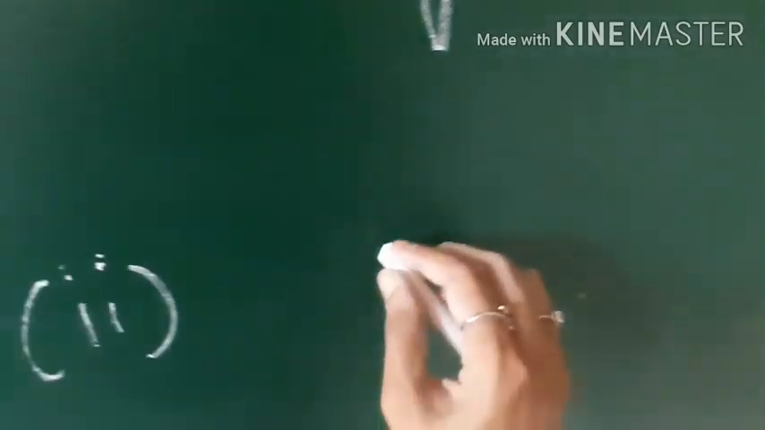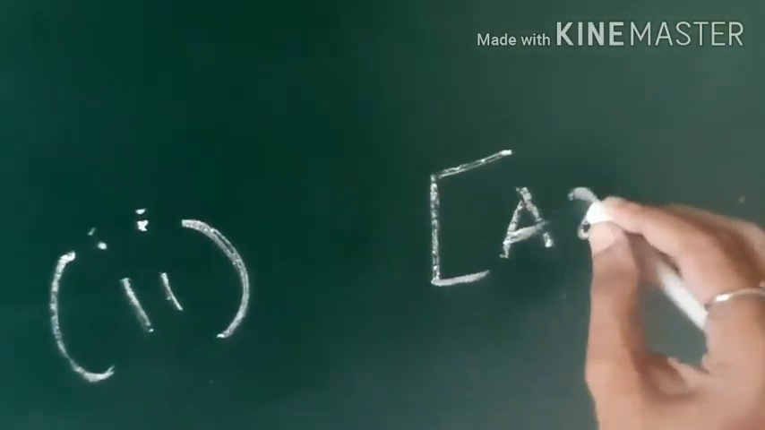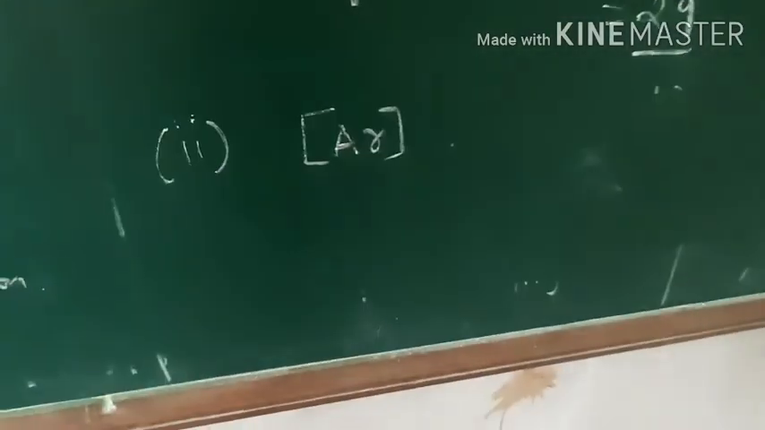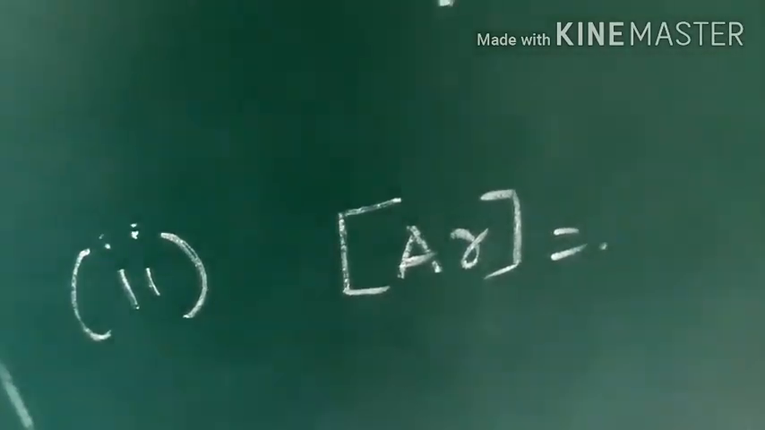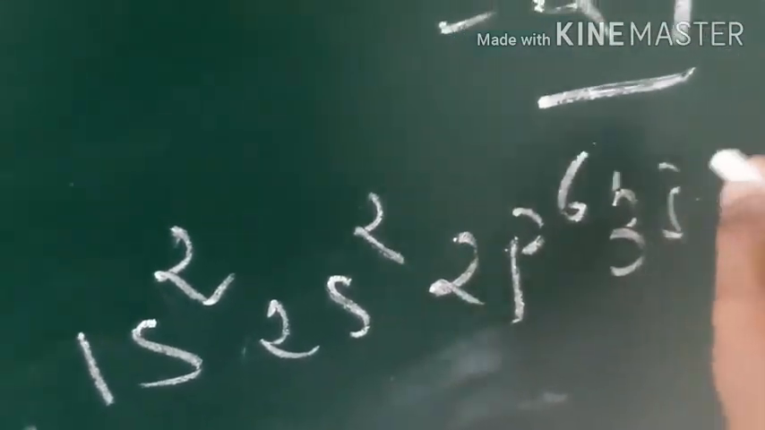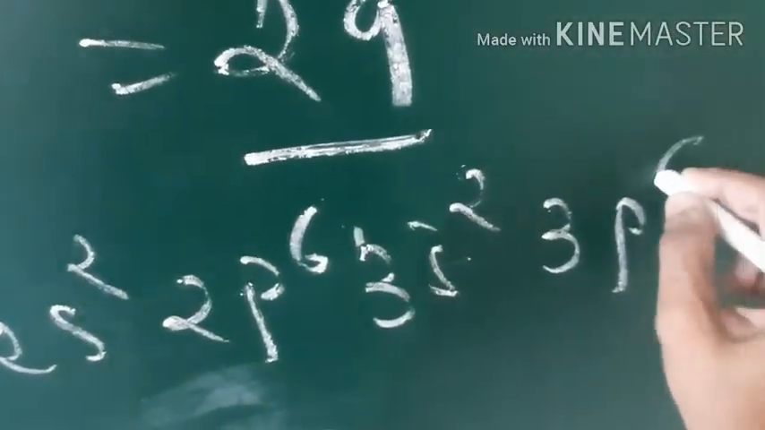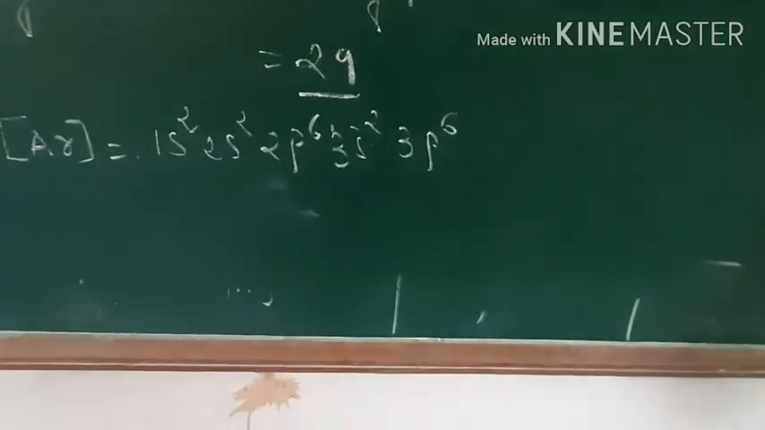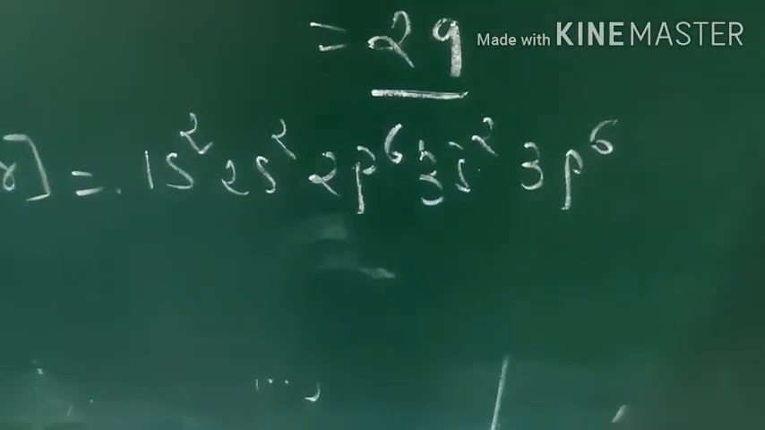Now 29 is copper. When we are writing 29, we need argon. I am writing the electronic configuration directly. अब आर्गन का क्या है इलेक्ट्रॉनिक कन्फिगरेशन? 1s2, 2s2, 2p6, 3s2, 3p6. अब 3p में से इलेक्ट्रॉन जाता है 4s में and then 3d.